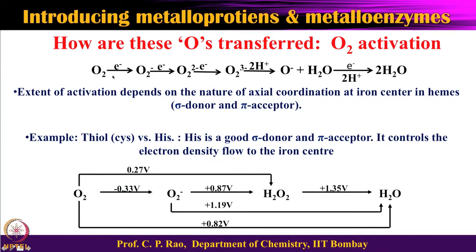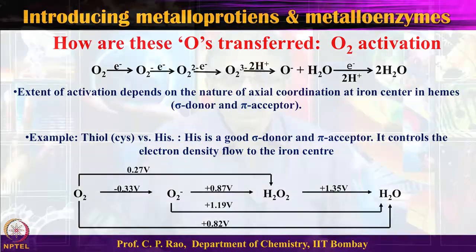So, O2 with 1 electron becomes O2 minus dot, 1 more electron becomes O2 2 minus, and 1 more electron becomes O2 3 minus, which will not be very stable and will break down to O minus and O2 minus. O2 minus will combine with 2 H plus and become H2O, and with 1 more electron the O minus will become O2 minus and take up 2 protons to give water. So, as you can see, in the reduction or activation of the O2, protons are also concomitantly associated with it.